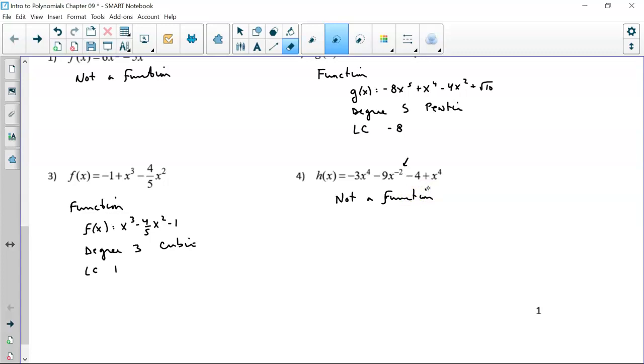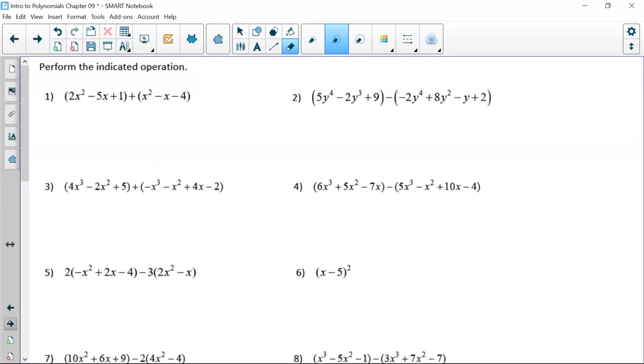Let's go to the next page and see some operations that involve polynomials. So if we're looking at problem number 1 on this page, what we're going to do is get rid of the grouping symbols and combine our like terms. So we have our 2x squared minus 5x plus 1, and distribute the 1, you get plus x squared minus x minus 4. And now we just combine our like terms.